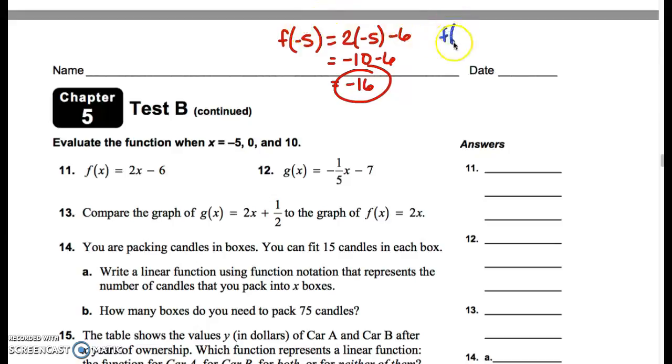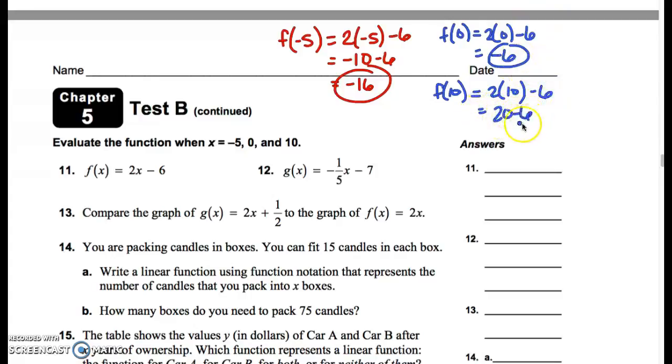Okay, now I'm going to plug in 0. So 2 times 0 minus 6, and I'm using the exact same equation. 2 times 0 is 0, minus 6 is -6. And then lastly, I'm going to plug in a positive 10. So 2 times 10 minus 6. So 2 times 10 is 20, minus 6 is 14. So we have 3 different answers here, -16, -6, and 14. And that is for number 11.